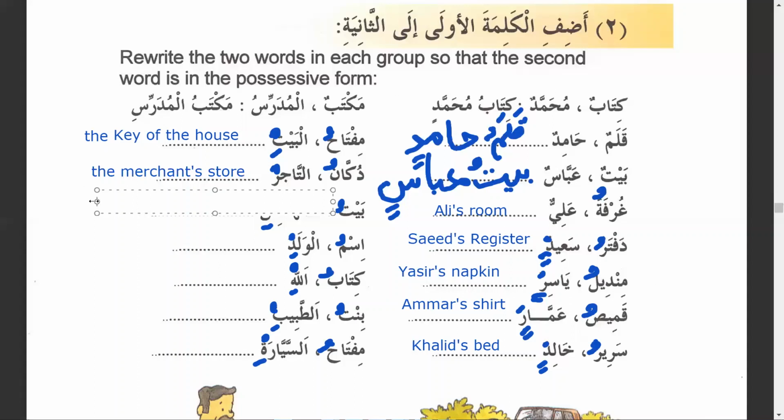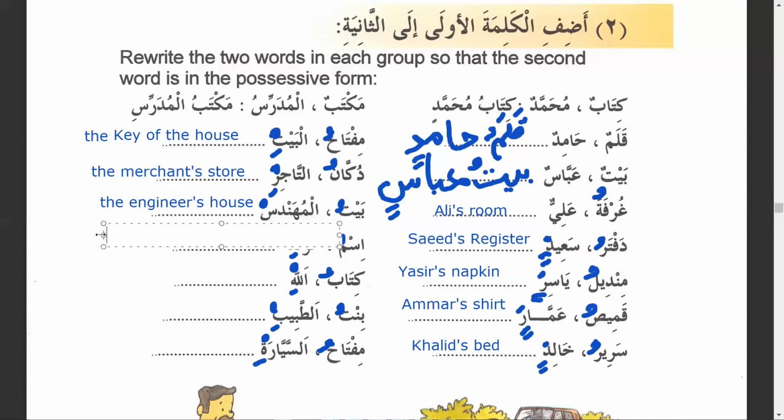Baitu is the house. The engineer's house. Okay, Ismu is name and Al-Waladu is the boy. The boy's name.